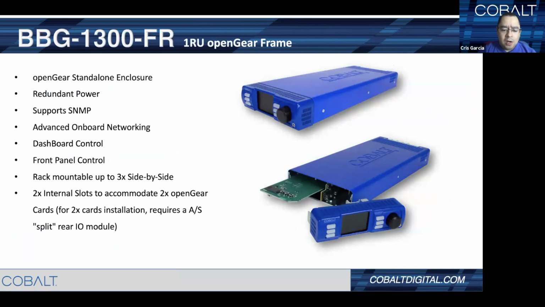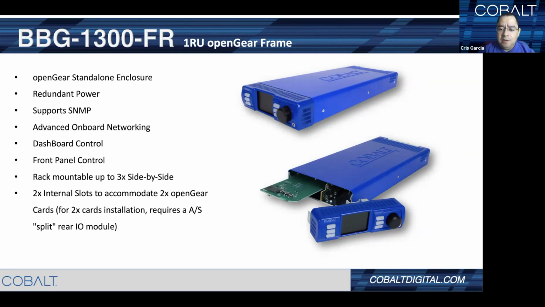One thing that we also wanted to mention in this discussion is this new product, which is the BBG 1300. This product we can say is another openGear enclosure, because essentially you can put any of the Cobalt openGear cards, or any of the other third-party companies' openGear cards. So you can use the same backplane, the same card, you install it on this frame, and now you have a robust, portable, standalone enclosure that can talk to your dashboard, or you can control it through the front panel, and it has onboard redundant power.